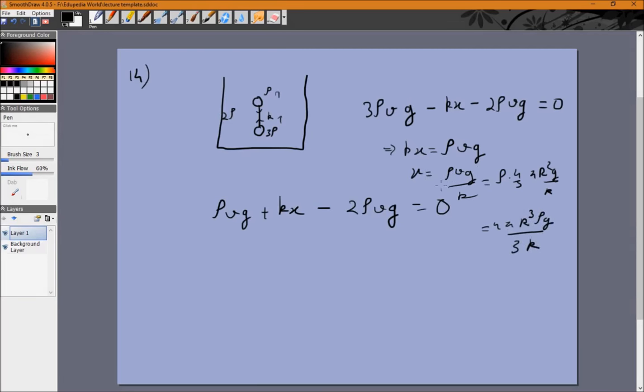Hang on, I'm missing an r somewhere. Yeah, this is 4 by 3 πr³, obviously. So r³. So the answer will be B and D.